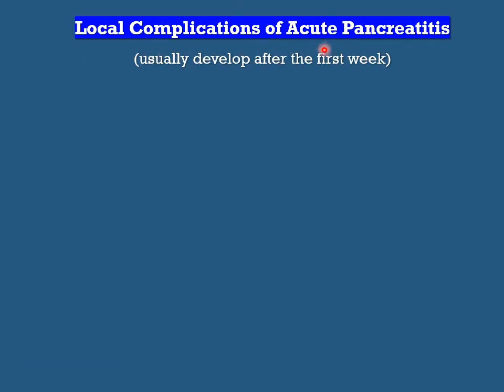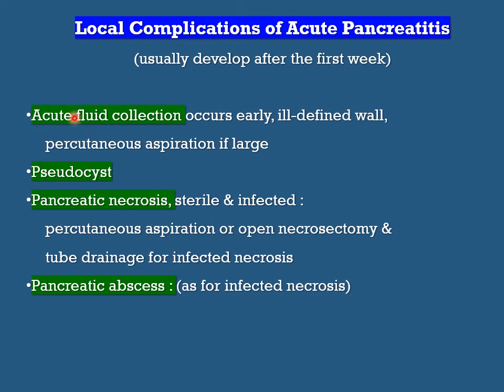Local complications of acute pancreatitis usually develop towards the end of the first week or the beginning of the second week. These include acute fluid collections that occur early. In the early phases, it is ill-defined, and later it becomes walled off to form a pseudocyst. Pancreatic necrosis, initially sterile, later becomes infected to form a pancreatic abscess.